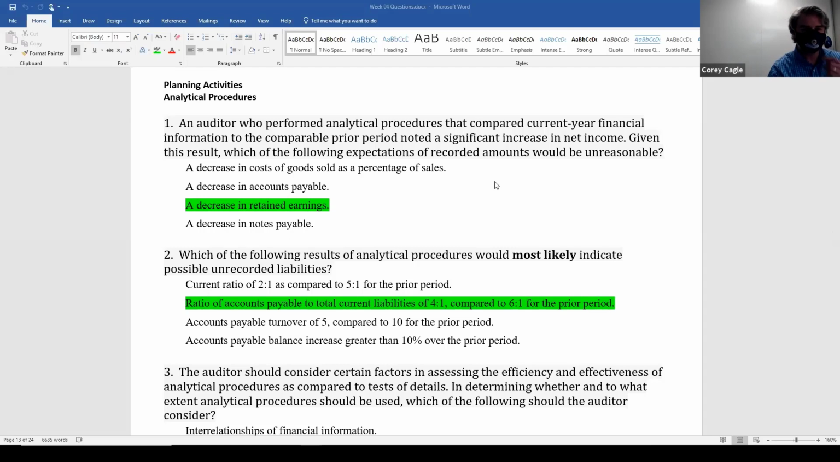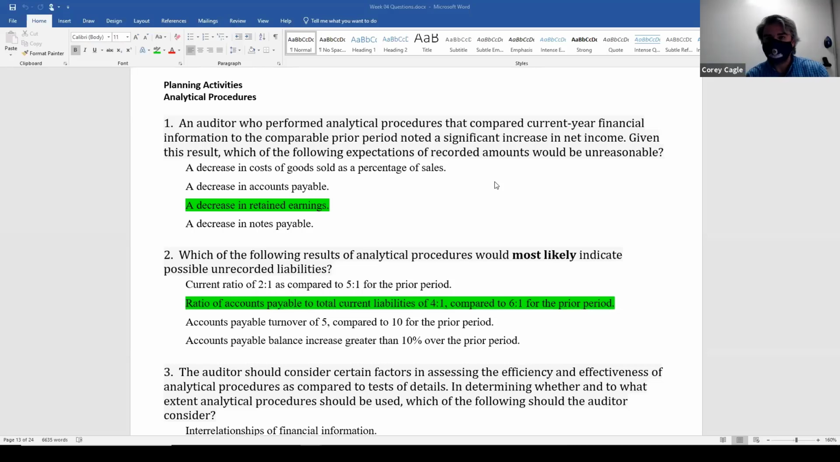Because, the way they had, and this is an author question, it's not an old CPA question, it says in number 1, an auditor who performed analytical procedures that compared current year to last year noted a significant increase in income. Given this result, which of the following expectations of recorded amounts would be unreasonable? A decrease in retained earnings wouldn't be unreasonable. What if they paid it all in dividends? Retained earnings would be right back down. So, yeah, I don't like that one at all.